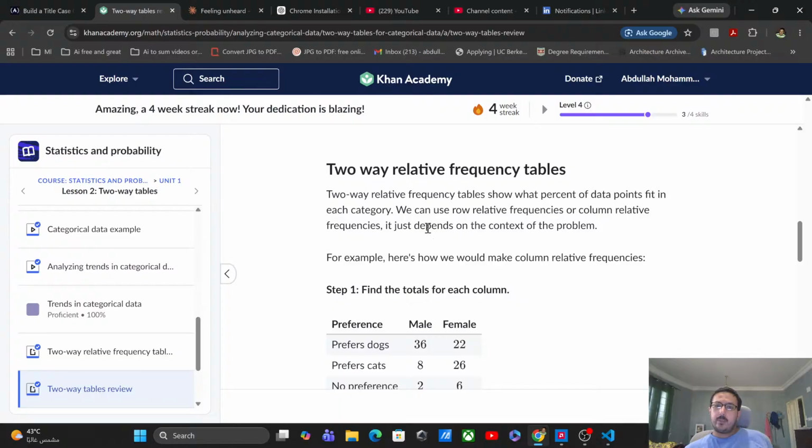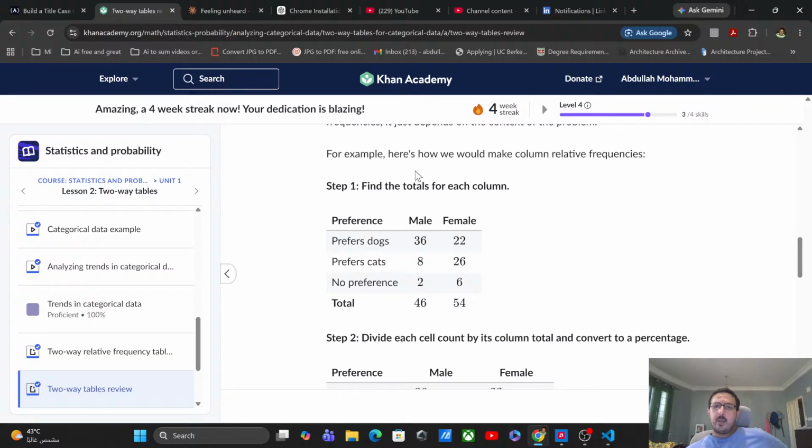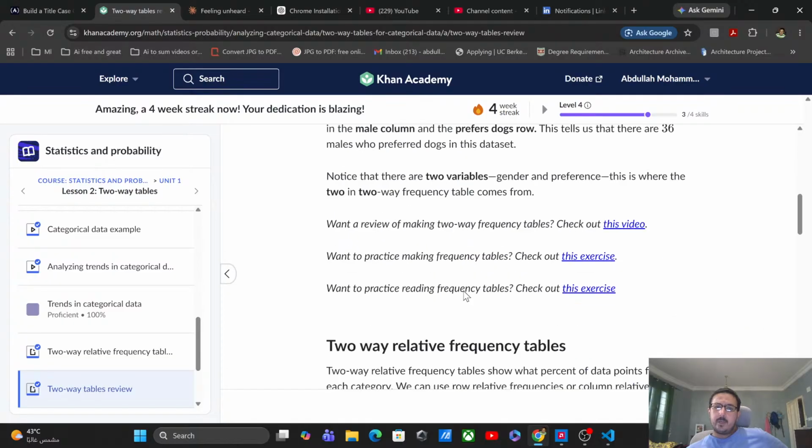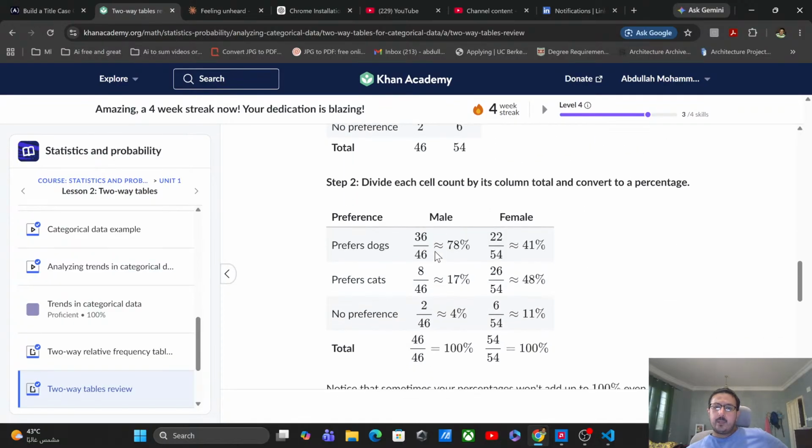Two-way relative frequency tables show what percent of data points fit in each category. I think this is a review. We can use row relative frequencies or column relative frequencies. It just depends on the context of the problem. What's the difference? Know the total.